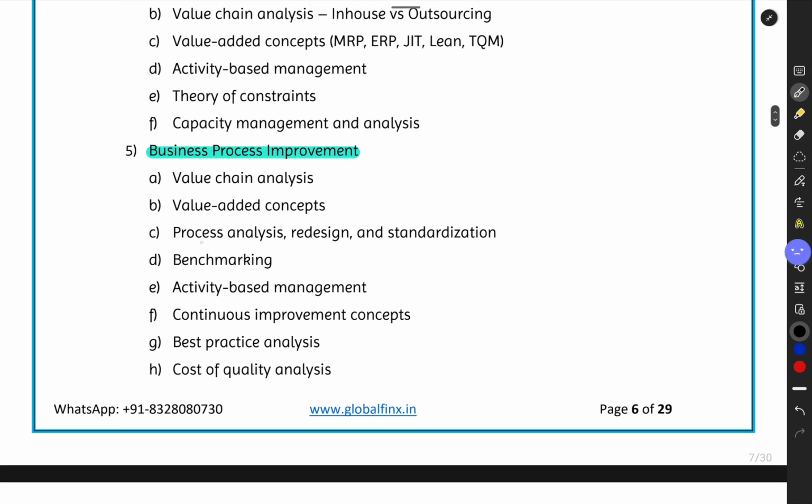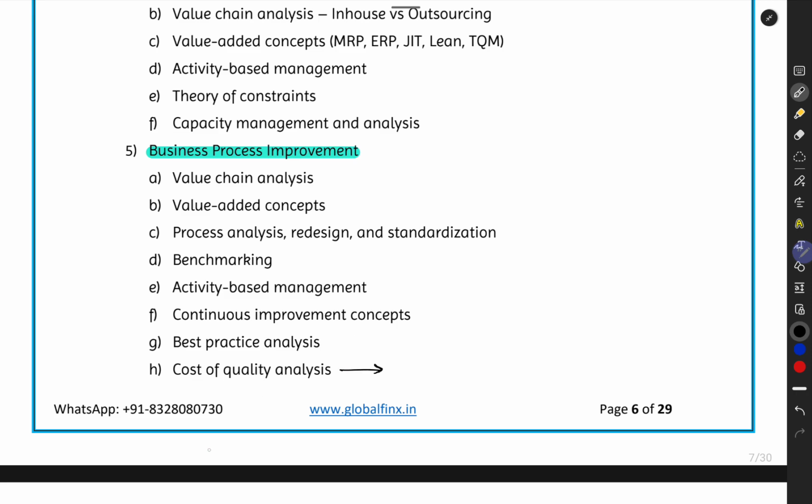And here if you see, what is business process analysis, what is the redesigning of the existing business process, how do we standardize the processes in our organization, benchmarking, setting a goal and target and then comparing actuals with that benchmark. Again, activity based management is duplicated from here. Then continuous improvement concepts. How do we continuously improve the business processes? What are best practices and how do we analyze them? What is the cost of quality and its analysis?